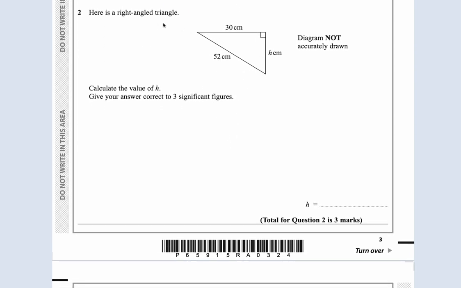Okay, question 2. Right angle triangle. So immediately I'm thinking Pythagoras or SOHCAHTOA. He says calculate the value of h, give your answer to 3 significant figures, right guys? I said Pythagoras or SOHCAHTOA. There's no angles, so I'm just going to use Pythagoras.